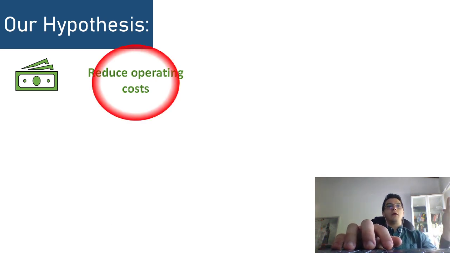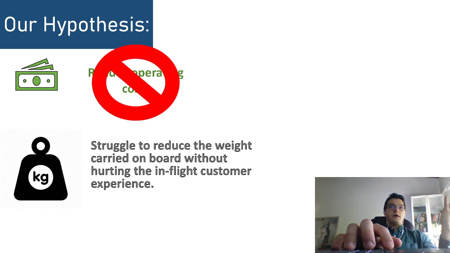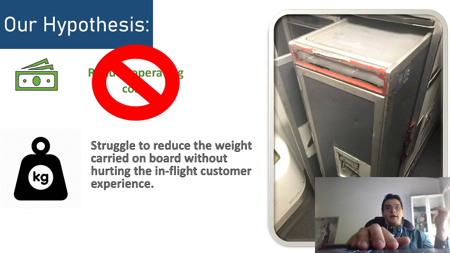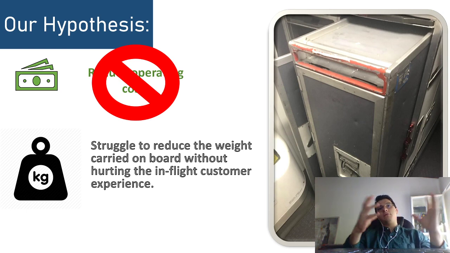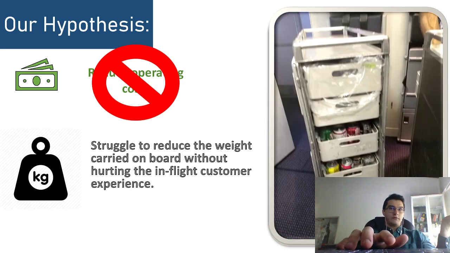We wanted to help airlines reduce operating costs. Okay, so basically what happens is airlines cannot reduce operating costs without hurting the in-flight experience. And we thought, a great way to solve this problem would be to change the carts, because we could both change the weight and improve the in-flight experience. And so with better carts, airlines would be able to achieve this, right? As you can see, those carts are really, really ugly, but they're still the ones that are used today.